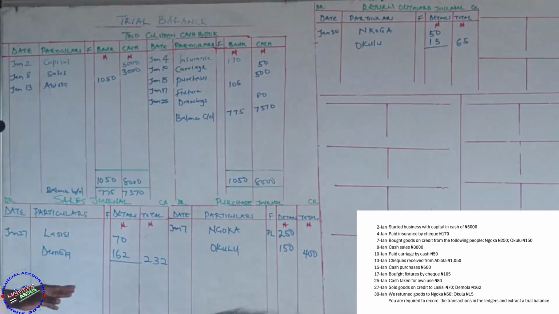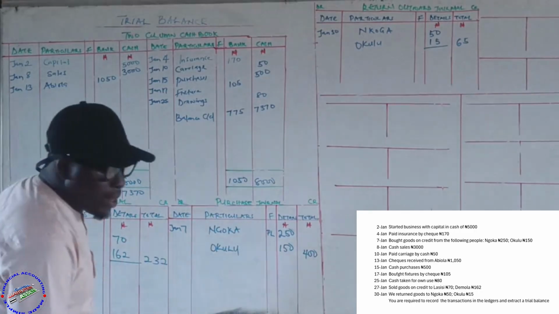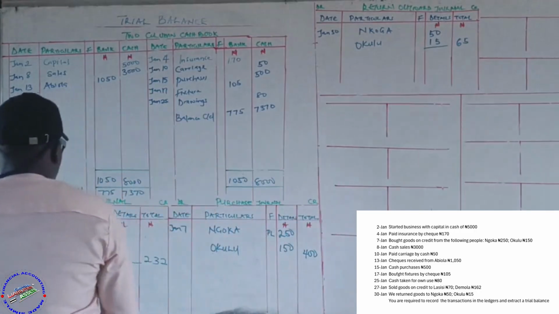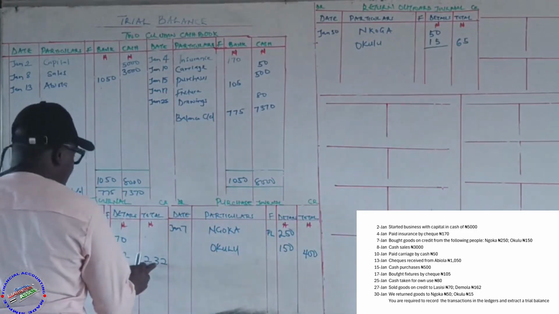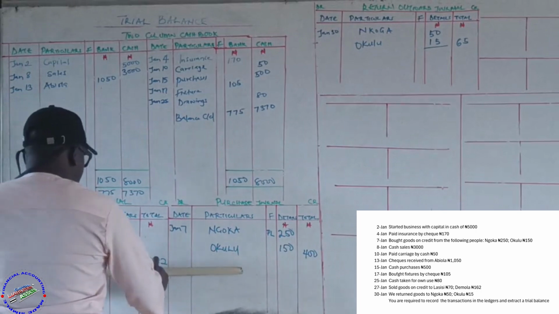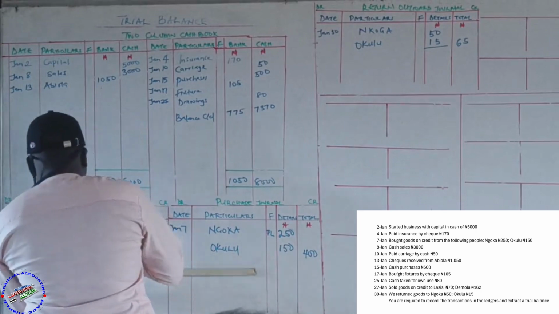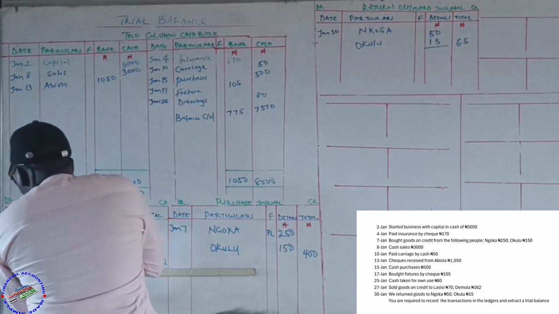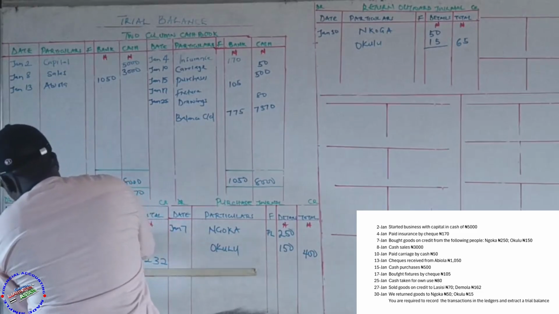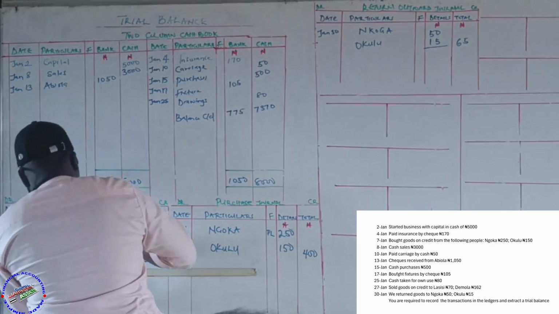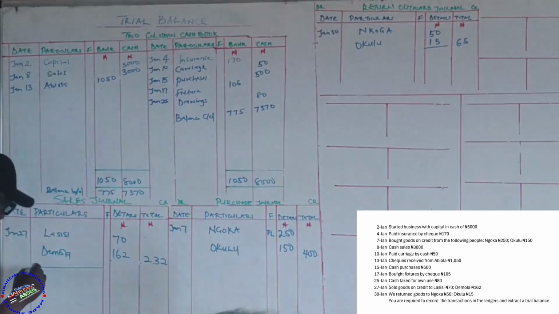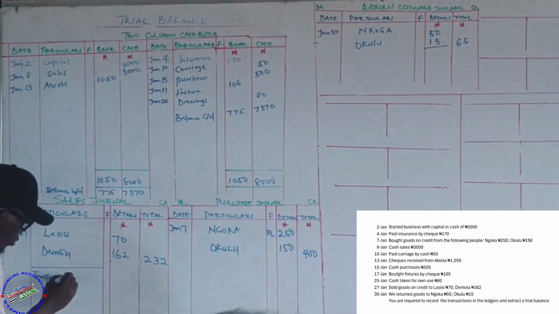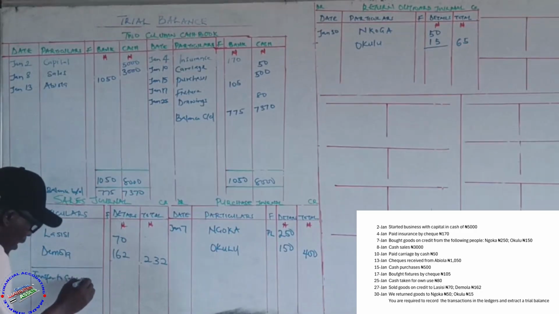So we are going to do the same for the ledgers. In doing that for the ledgers, we have added all the values in the ledgers already. We have 232. So we are going to transfer this value to the sales ledger or sales account. So we are going to say transfer to sales account.